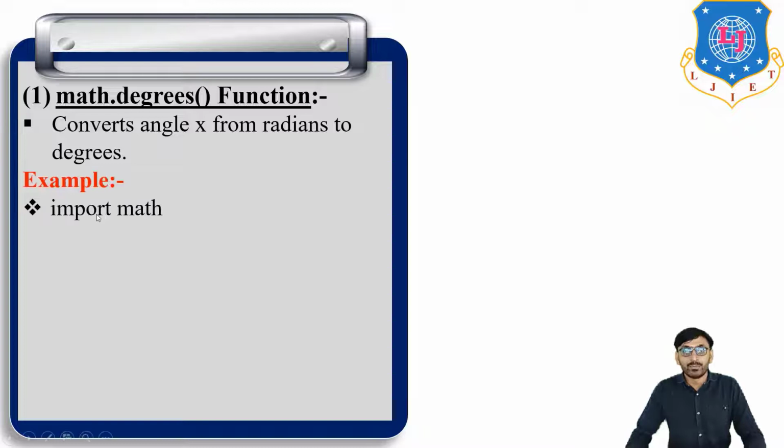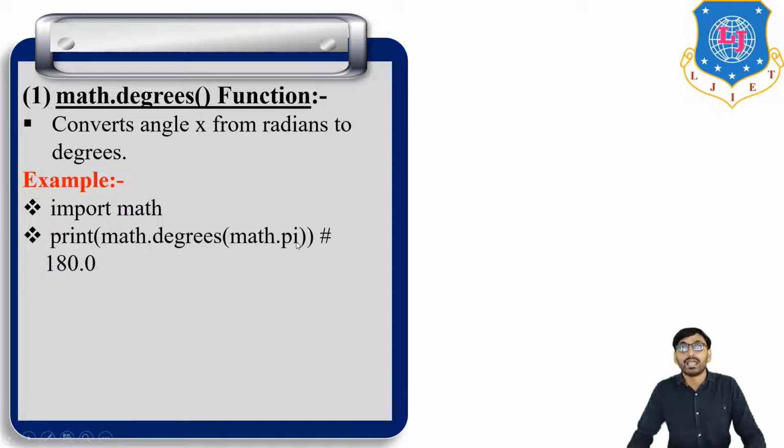For example, import math, we import the math module, then print math.degrees and in the brackets math.pi. So math.pi means we use pi from the math module. Now, what is the function of degrees? It converts radian into degree. So we get the answer 180.0. It means this degrees function converts pi radian into 180 degrees.